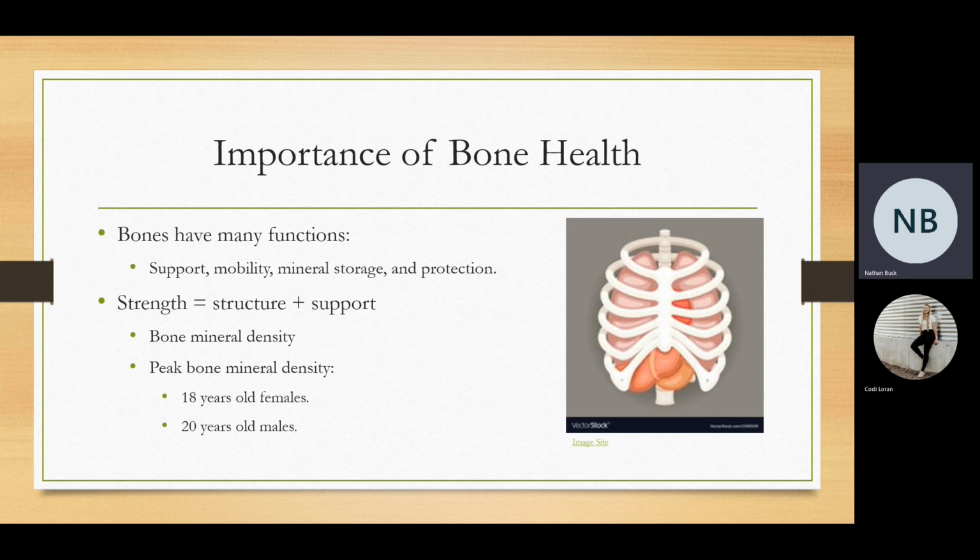The bones in the human body have many functions, such as providing support in many positions, assisting with mobility, storage of various minerals, as well as providing protection to vital organs. Bones need to be strong to provide structure and support to the body. The main factor that contributes to bone strength is bone mineral density. Peak bone mineral density occurs on average at the age of 18 for females and 20 for males.